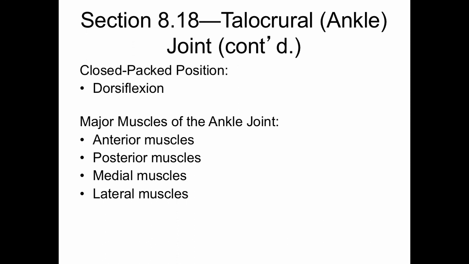The major muscles of the ankle joint include the muscles of the anterior compartment of the leg: the tibialis anterior, extensor digitorum longus, extensor hallucis longus, and fibularis tertius. The major posterior muscles of the ankle joint are those located in the lateral and posterior compartments of the leg: the gastrocnemius, soleus, the tom, dick, and hairy muscles, and the fibularis longus and brevis. The posterior compartment muscles that cross the ankle joint medially are the tom, dick, and hairy muscles. The lateral muscles are the fibularis muscles: longus, brevis, and tertius.